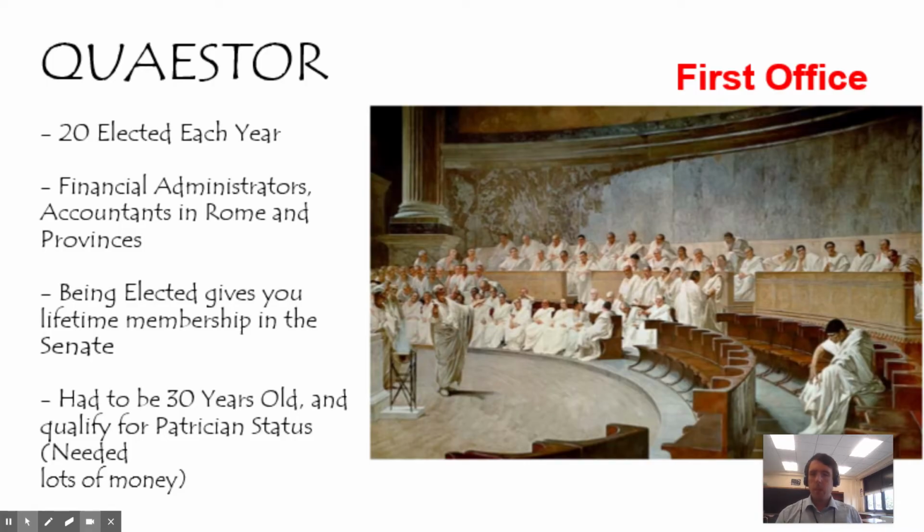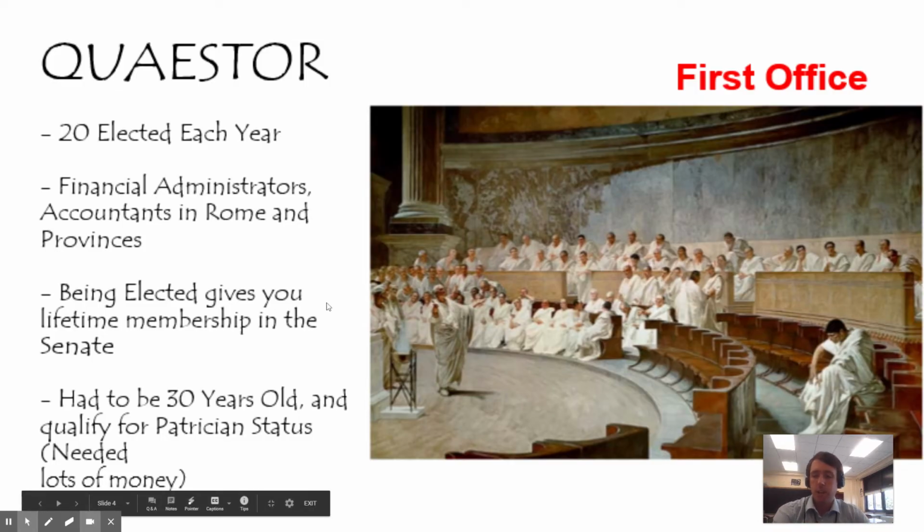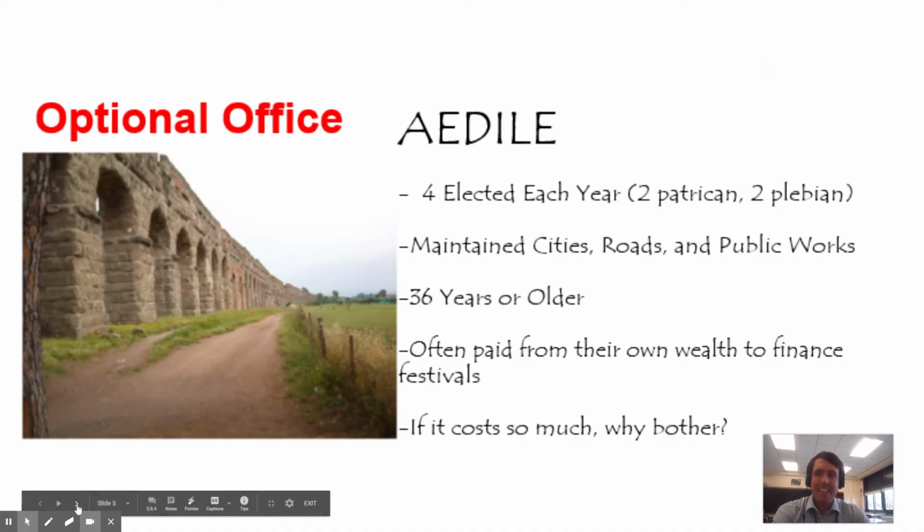All right. So quaestors had to be 30 years old. That was an age requirement for it. Generally, the more powerful your family was, the more you were expected to run for quaestor when you turned 30. And remember, the big qualification is that you have to have lots of money. You do have to win an election as well, but that money qualification is the thing that can stop you from even running.